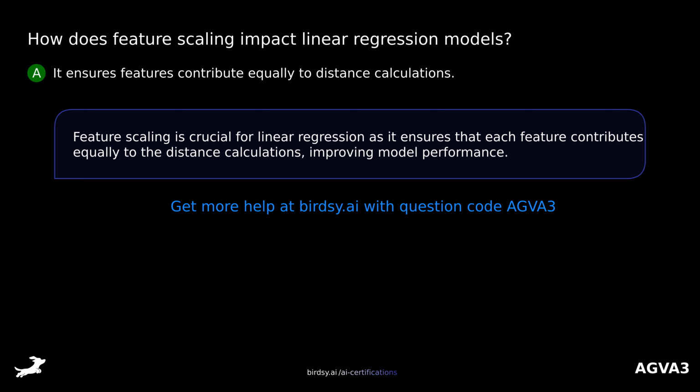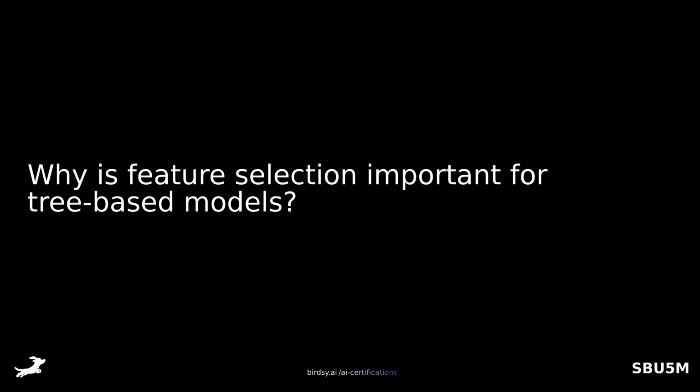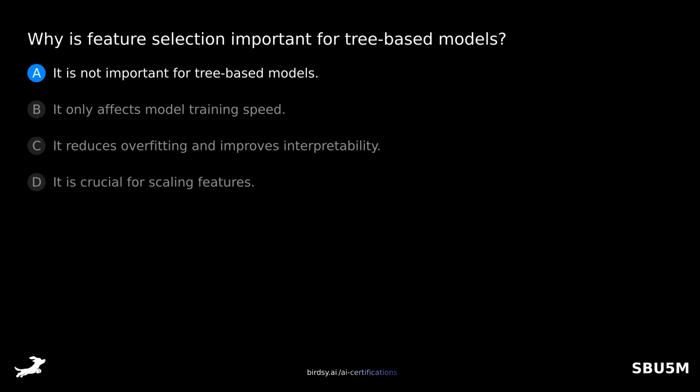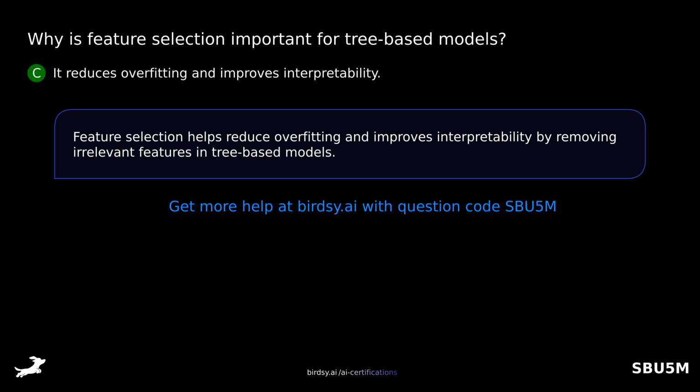model performance. Why is feature selection important for tree-based models? Is it A, it is not important for tree-based models? B, it only affects model training speed? C, it reduces overfitting and improves interpretability? Or D, it is crucial for scaling features? The answer is C. It reduces overfitting and improves interpretability. Feature selection helps reduce overfitting and improves interpretability by removing irrelevant features in tree-based models.